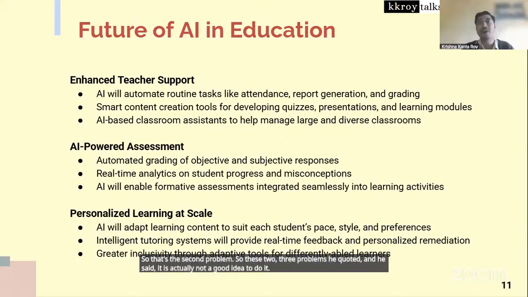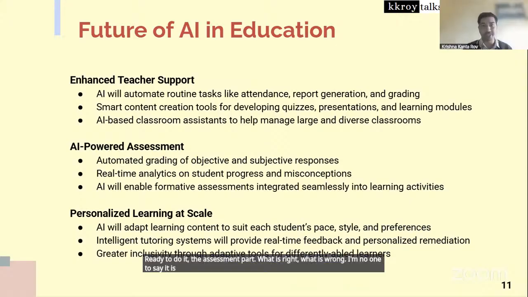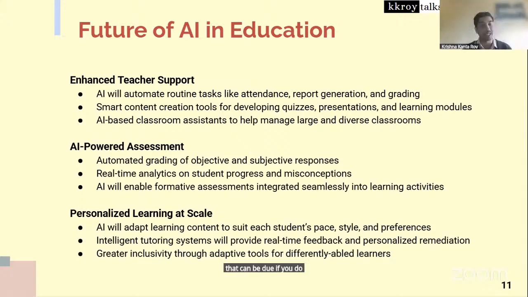Then my counter argument was, if I don't do it, someone else will definitely do it. There are private players who are ready to do the assessment part. Even now there is no exact answer. What is right, what is wrong, I am no one to say. Universities need to rethink that: if we do it, what kind of complications and problems will come. But yes, as you said, if you make a rubric and tell the AI, it can actually do the assessment very nicely.